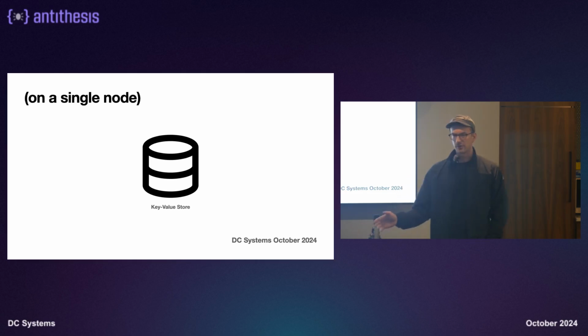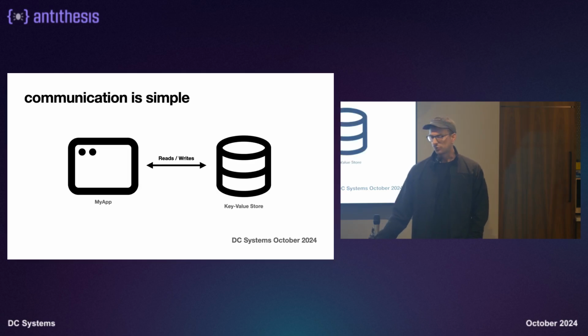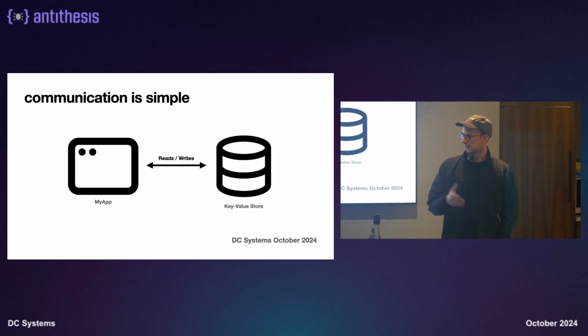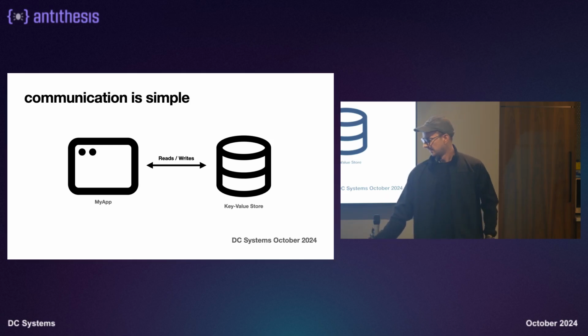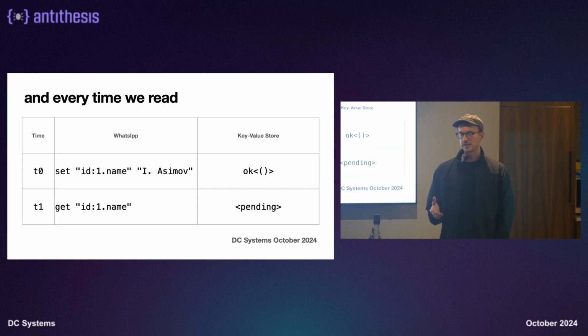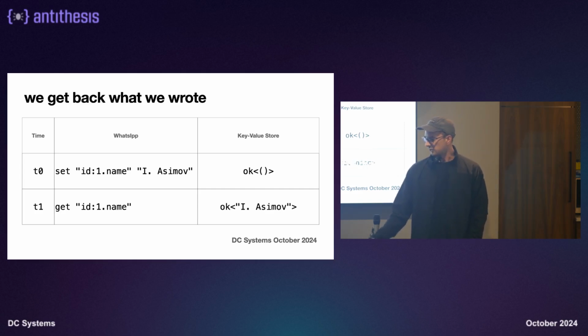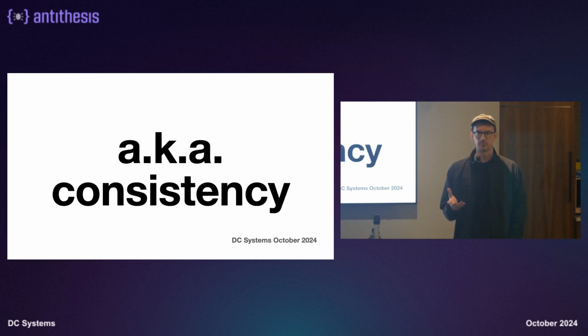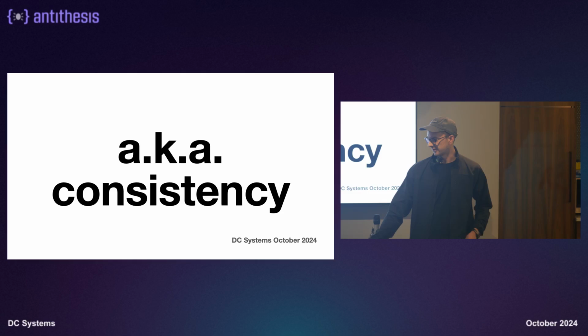All right, so you've got an application, and you've got some data. And the data is on a single node, which makes communication between your application and the database very simple. You can write to the database, and you read back data, and you get exactly what you wrote. For example, in a timeline view of it, you might set some key to some value, and eventually the database will respond. We'll say OK. And when you go to read that key back, you get back the value that you expected. There's nothing shocking here, but the term for this is called consistency.